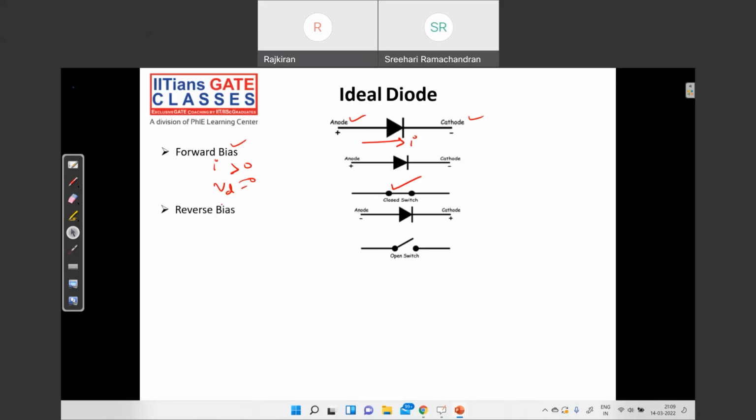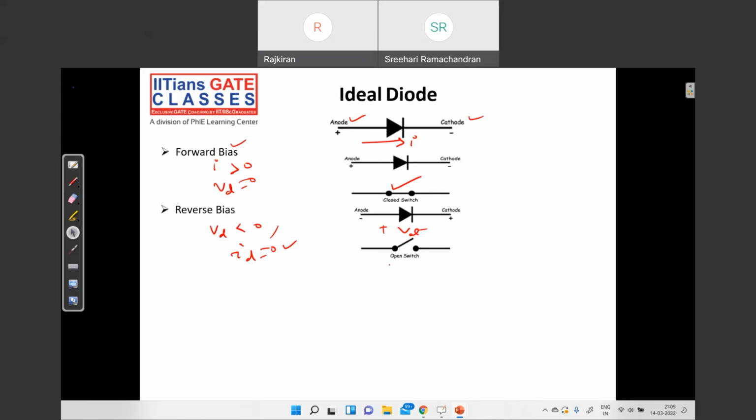Similarly, in reverse bias, the voltage across the diode, VD, is less than 0. Then the current through the diode will be equal to 0. It means since the current is equal to 0, it behaves like an open circuit.